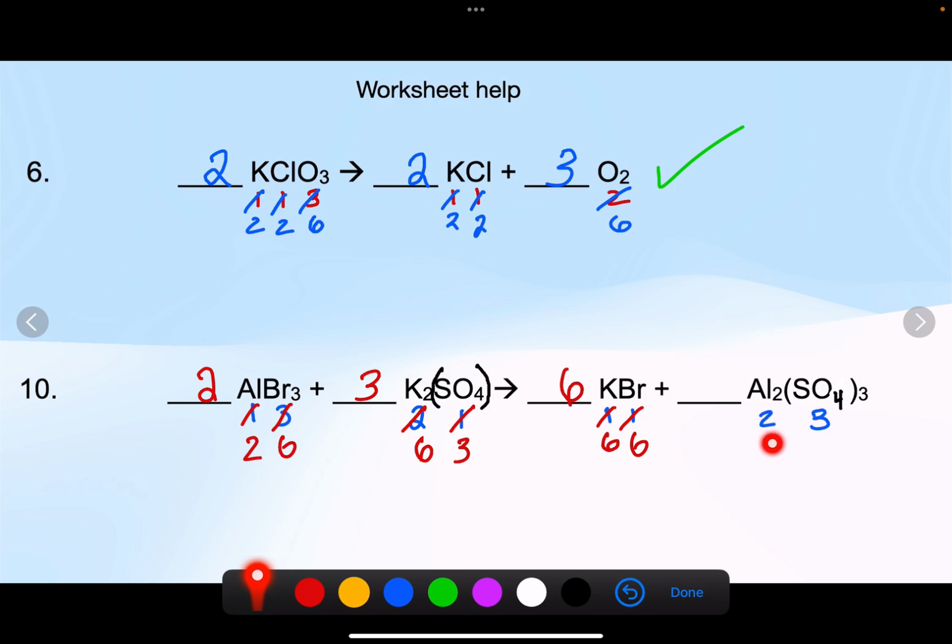And, goodness gracious, we already have 2 aluminums. Look at this. Let's double check. I've got 2 aluminums, 2 aluminums. I have 6 bromines. I have 6 bromines. I have 6 potassiums, 6 potassiums. I have 3 bundles of SO4, and I have 3 bundles of SO4. Bada bing, bada boom, we're balanced.